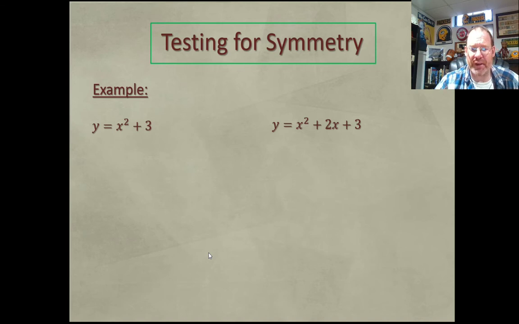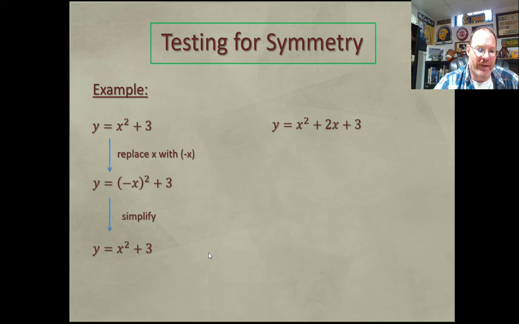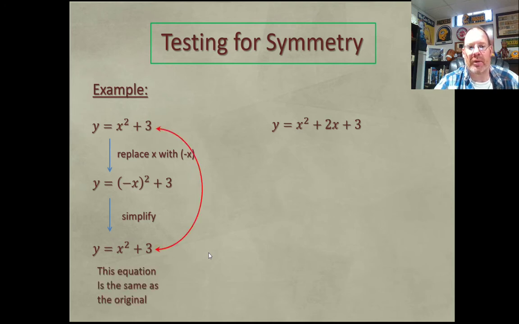So I have 2 examples here. We're going to do both of them. We'll do the one on the left first. x squared plus 3. You take all the x's and you replace them with negative x. After you do that, simplify the equation. And you notice that what we have at the end is exactly what we started with in the beginning. And since those 2 equations are equivalent, you know that the graph is symmetric about the y-axis.